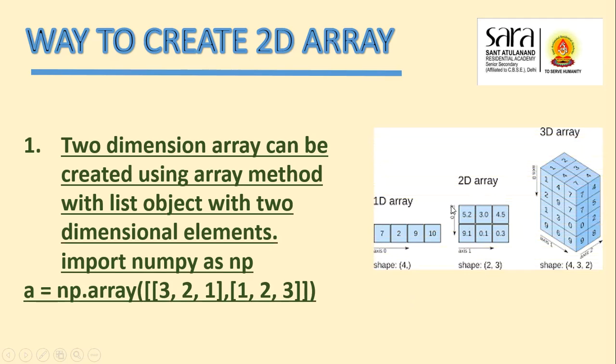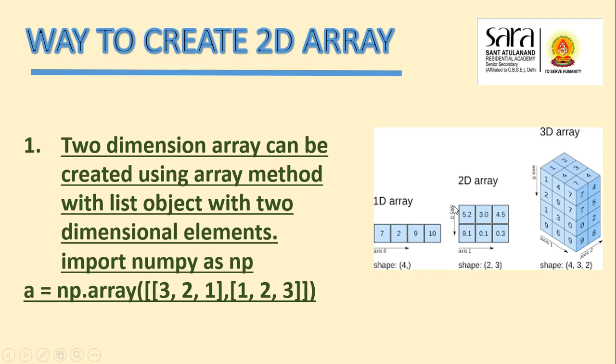In a 2D array, axis 0 and axis 1 are there, and in a 3D array, axis 0, 1 and 2. Three axes will be there. The syntax of shape is shape axis 0 comma axis 1 comma axis 2. So in a 1D array, only one axis will be there, denoted by 0, horizontally. And how many elements are there? 1, 2, 3, 4 elements are there. That's why it is showing 4.